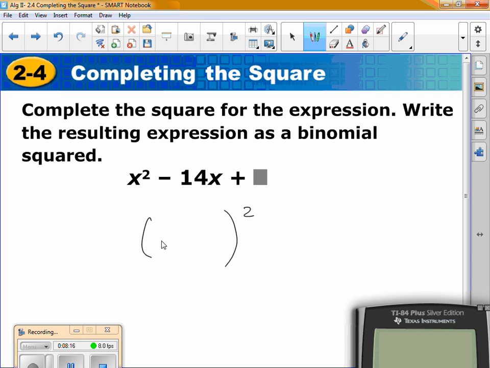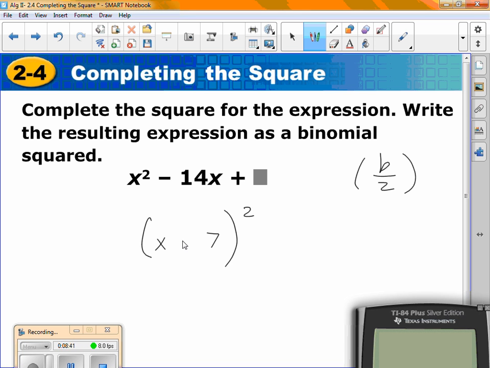What's this number? X. That just comes right from here. What number is going to go here? Where'd you get that from? Half of 14. So in other words, what you're doing is you're taking your b value and cutting it in half. That is what goes in the parentheses, right? If you took your b value, cut it in half, that's what goes in the parentheses.